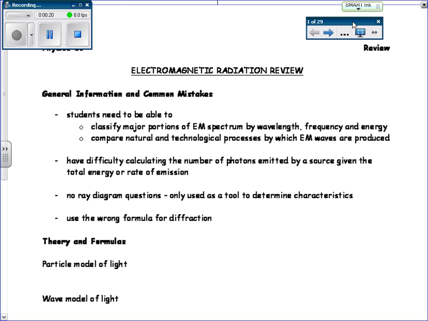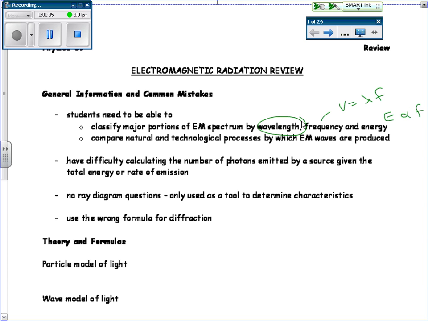So you want to just pick one, and I think it's probably easiest to memorize wavelength, because then you can determine frequency by using v equals lambda times f. And then remember, energy is related to frequency. So energy is directly related to frequency. The higher the frequency, the higher the energy.